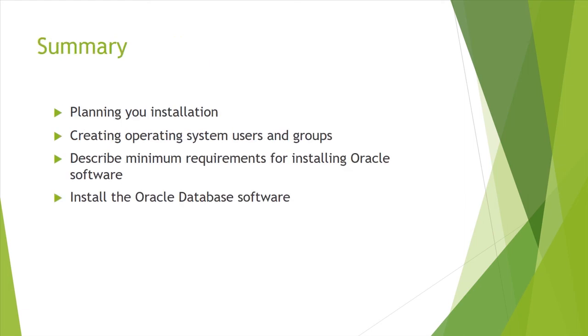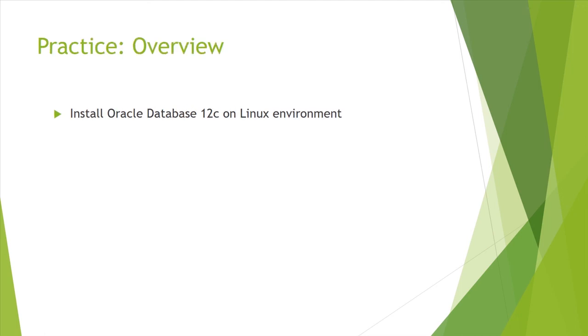So in this chapter, we plan your installation, we create the required operating system users and groups, and describe the minimum requirements for installing Oracle database software in terms of RAM and disk space, and last thing, install the Oracle database software. In the practice of this chapter, we will install Oracle database software 12c on a Linux environment.